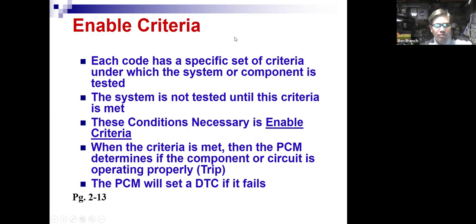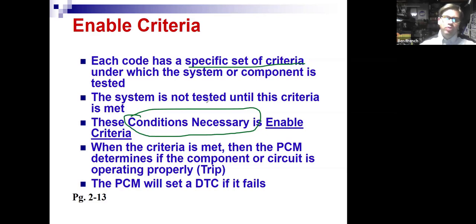Okay, so what is enable criteria? Well, enable criteria is a specific set of criteria, or think of it as conditions necessary. The car is going to be driven in a certain way. It might be a certain amount of throttle. It might be a certain amount of temperature. Like maybe the enable criteria is I need the engine at least 160 degrees. That means this code won't set unless the engine is at least 160 degrees. So the car will not test its various systems until you meet the enable criteria.